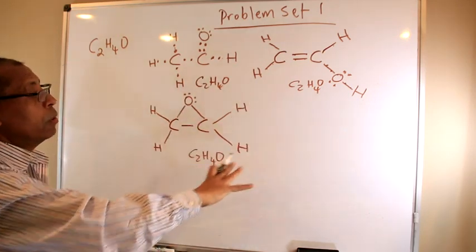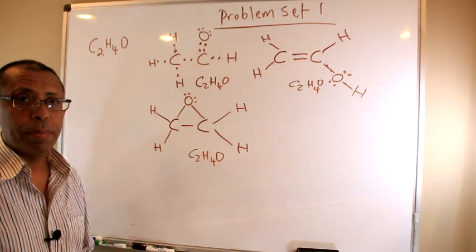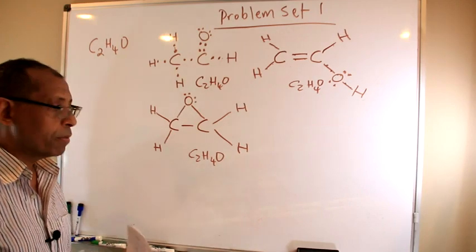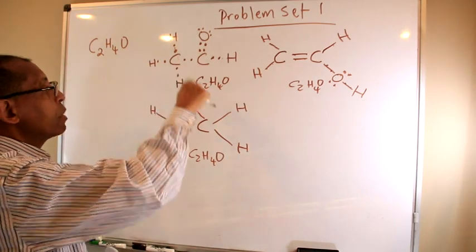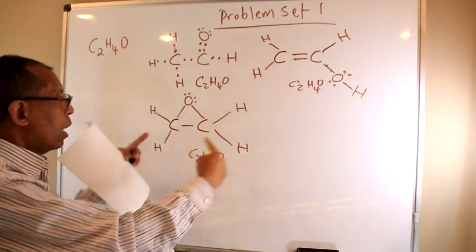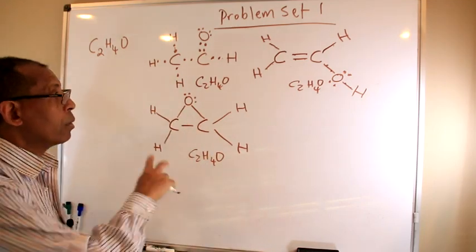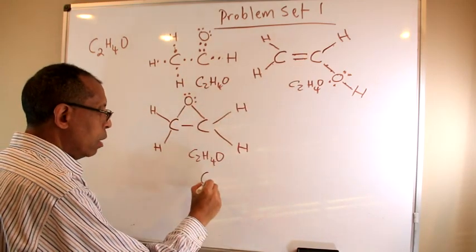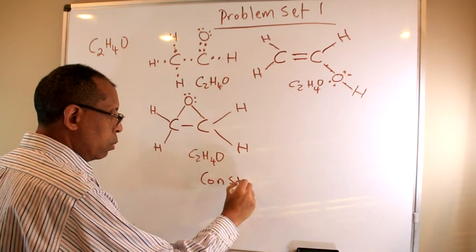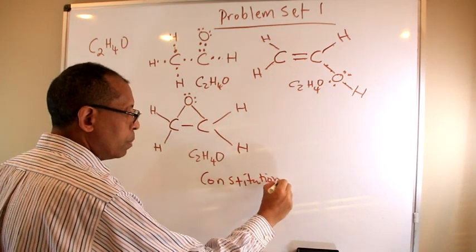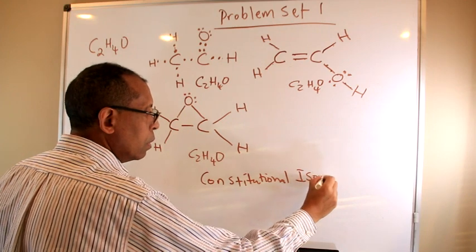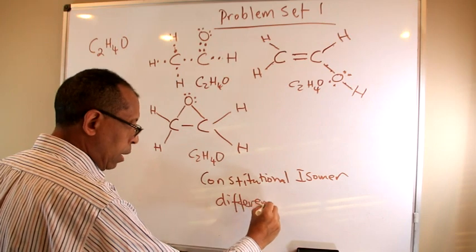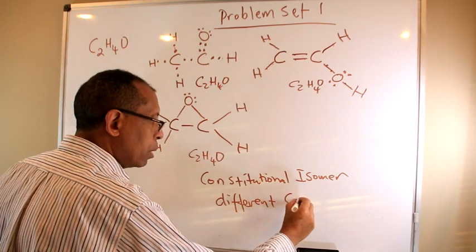These are differently constituted. They are not the same compounds. They are not related. Even though they have the same chemical formula, they are different. Compounds that have the same chemical formula but different how they bonded to each other are called constitutional isomers. The relationship between all of this, they are just constitutional isomers. And they are different compounds. They have different physical and chemical properties.